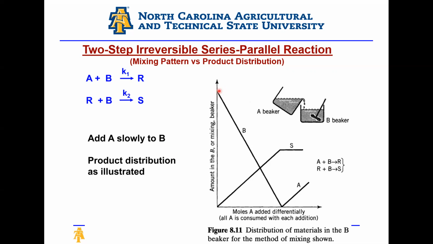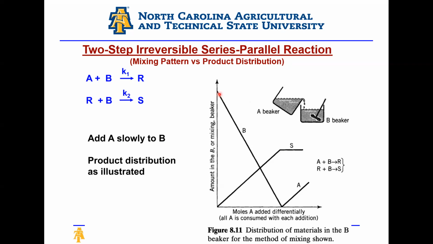So at this point, I add, let's say, 1 drop of A. A is just 1 drop in a sea of B, right? It gets completely reacted to R. However, R finds itself in the same situation. It's completely surrounded by B, so it completely moves to S. So I slowly keep on adding A, it goes to R, and then R completely reacts to S.